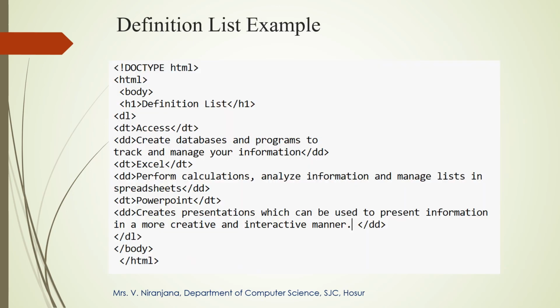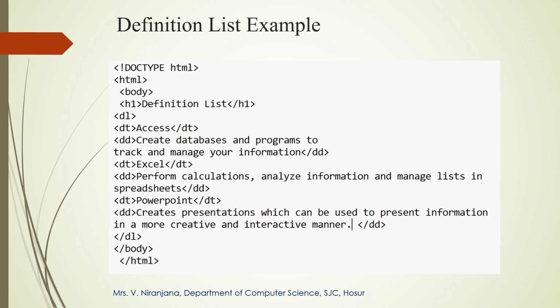Okay, you can see the program here of a definition list. Here we have given definitions for three different things, that is Access, Excel and PowerPoint. So we have just given an explanation of the three different terms. One is Access, the second one Excel, and the third one is PowerPoint. By using the definition list, the output of this program will appear as if there are three different definitions given.